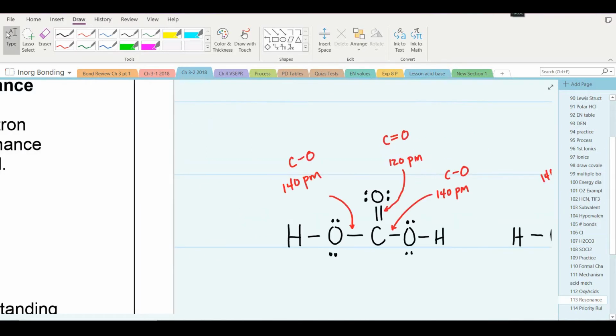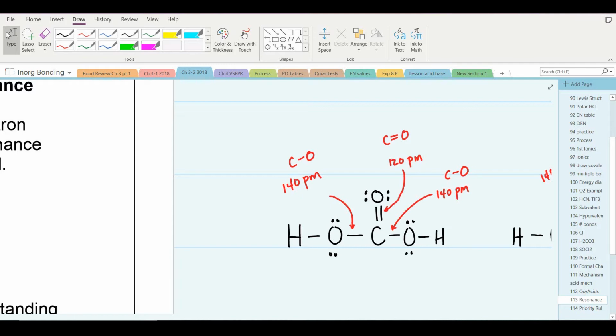I want to introduce another concept to you here, and we'll reinforce all of these things I've been explaining in multiple examples, but I'd like to get them all out in front of us now. Bond lengths between atoms can be measured, and these are the bond lengths of the carbon to oxygen bonds in carbonic acid. Notice the carbon to oxygen single bond is 140 picometers long. Both of these carbon to oxygen single bonds are the same, but notice the carbon to oxygen double bond is shorter. It's only 120 picometers.